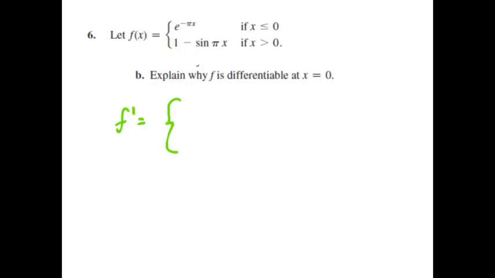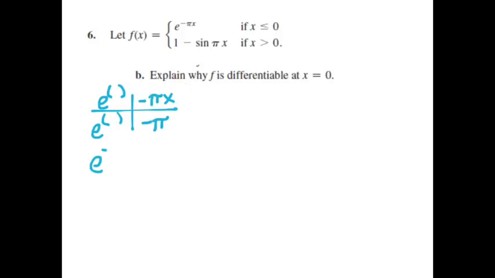So f prime is going to be equal to, first of all, the derivative of e to the negative pi times x. Actually, let's erase this. Let's do the little chain rule charts first. I have e to the something, and so we're going to do that as a chain rule. E to the something, and that something is negative pi x. So the derivative of e to the something would be e to the something, and the derivative of negative pi x is negative pi. And so I end up with e to the negative pi x times negative pi.